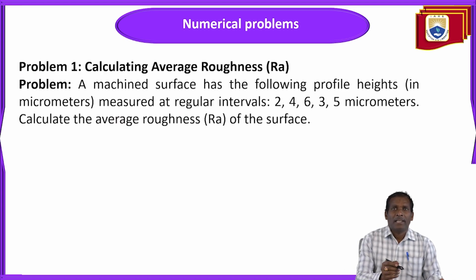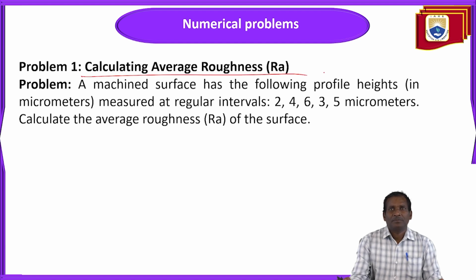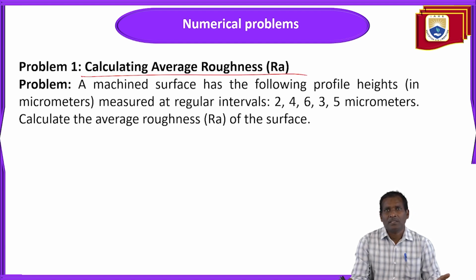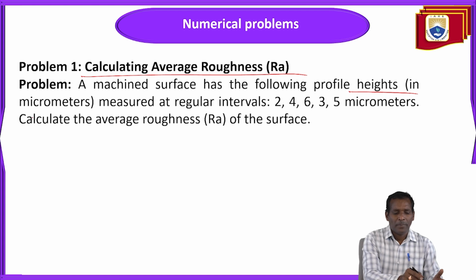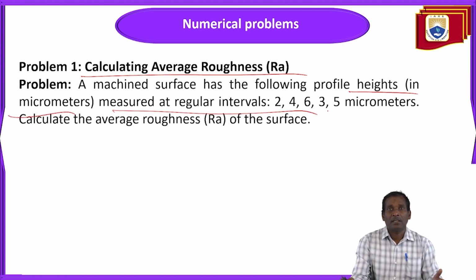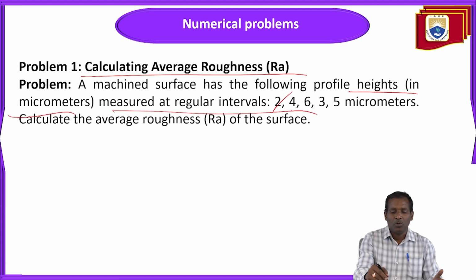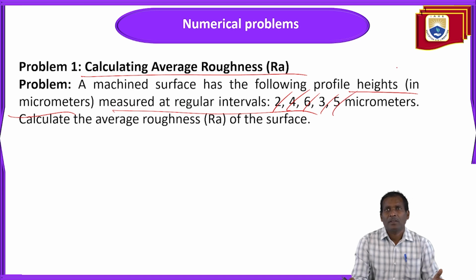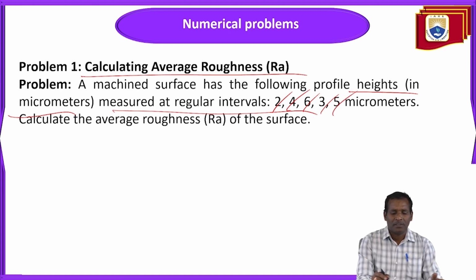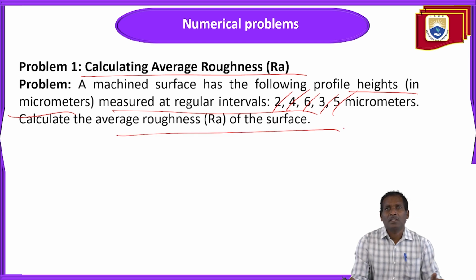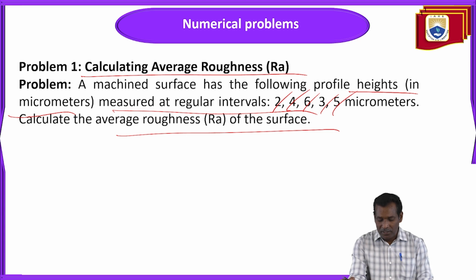So problem one, calculating the average roughness value. How do you calculate the average roughness value? The machined surface has the following profile heights, measured at regular intervals, in micrometers: 2, 4, 6, 3, 5 micrometers. Calculate the average roughness of the surface. The average roughness value is Ra. So he has asked for calculating the average roughness value.